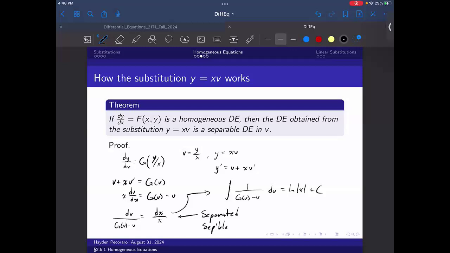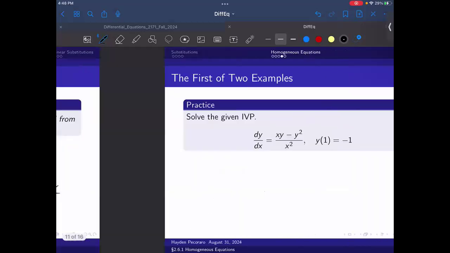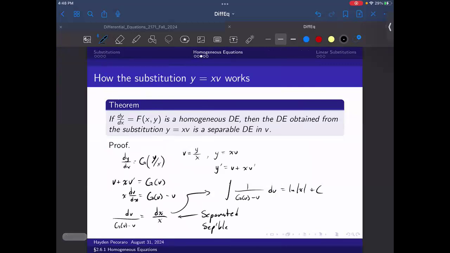All right, so for homogeneous DEs, that substitution always makes it separable. You guys still need this slide?